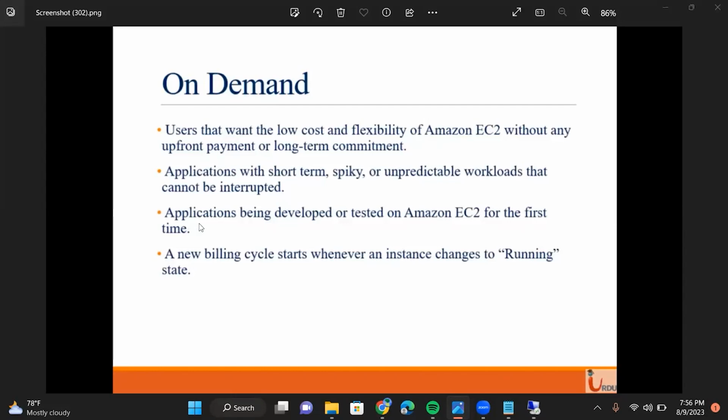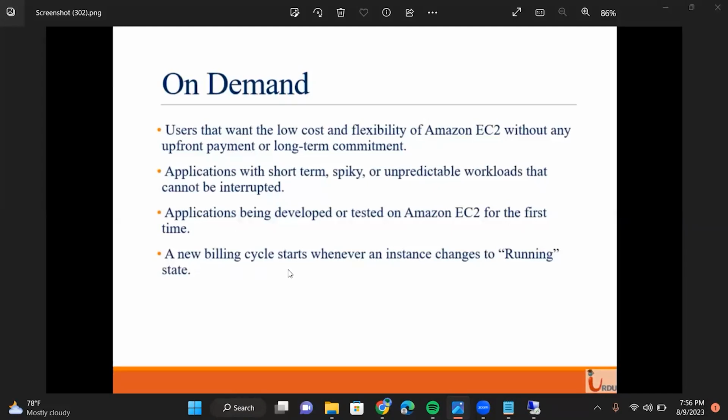Application being developed or tested on Amazon EC2 for the first time. This is the example I was giving to you. If we are an application developer and we want to test our application before launching it to the public, we can deploy it in the Amazon environment and test it out.